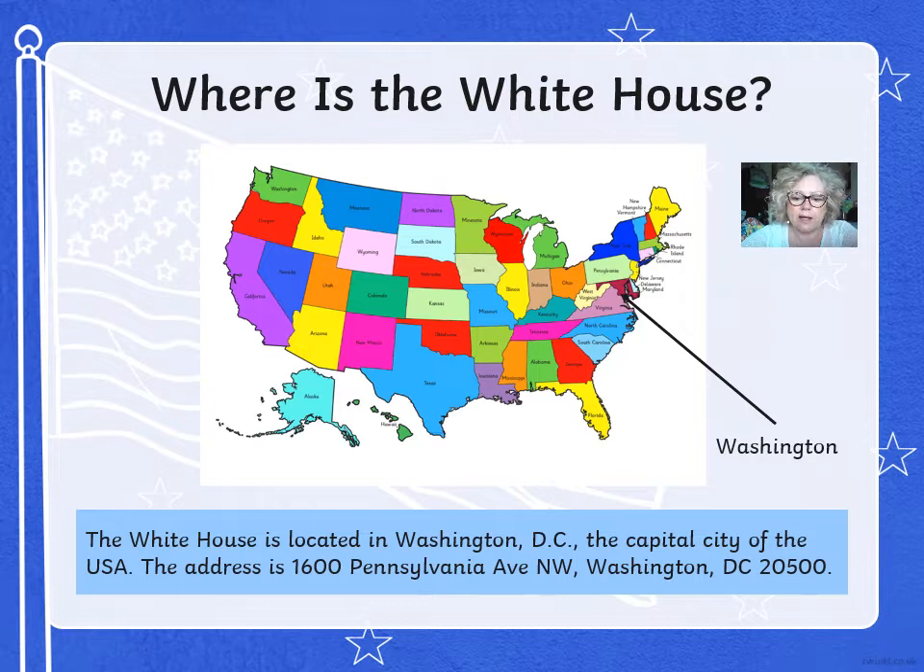Where is the White House? You can see on the map that the White House is in Washington, D.C. So the White House is located in Washington, D.C., the capital of the USA. The address is 1600 Pennsylvania Avenue, Northwest, Washington, D.C. 20500.